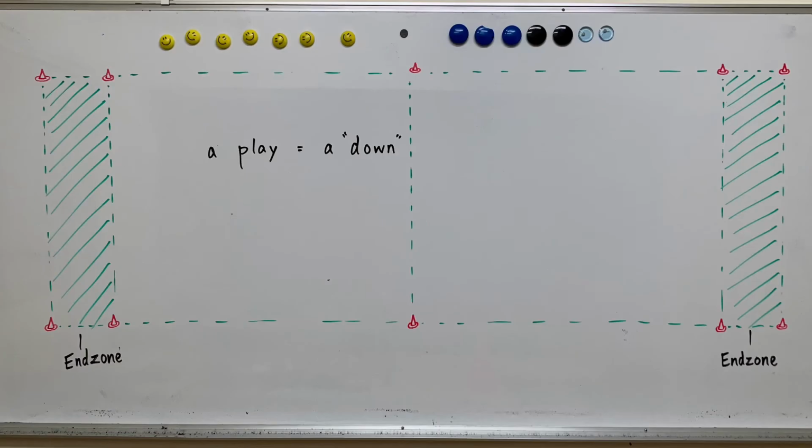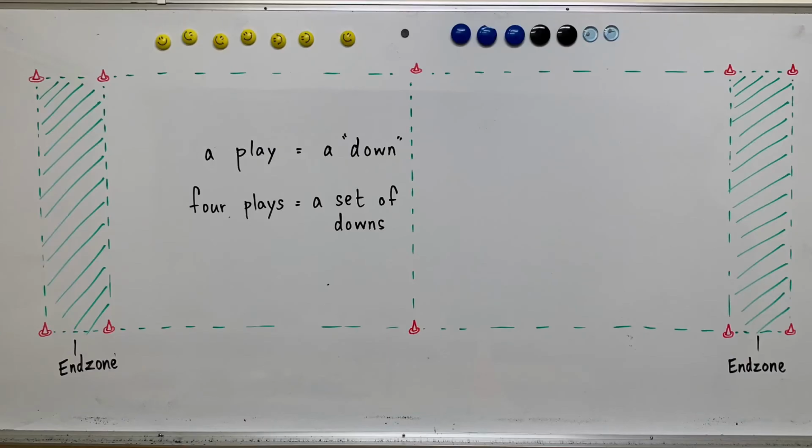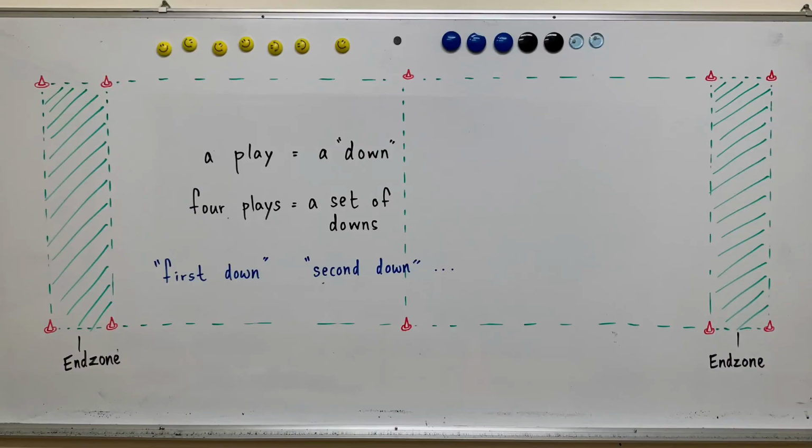In American football, a play is called a down, which can be kind of confusing because down means multiple things. We'll get to that in just a moment. But for now, 4 plays or 4 downs is called a set of downs. And that's why you'll hear things like first down, second down, and so on. But being down is when a ball carrier is tackled, in our case tagged, and he or she must stop running where they are and the play is stopped.